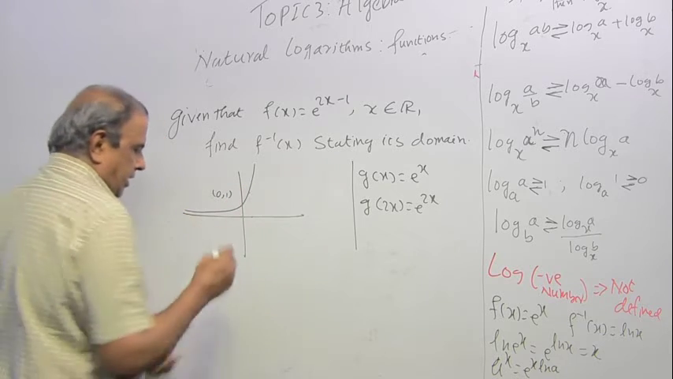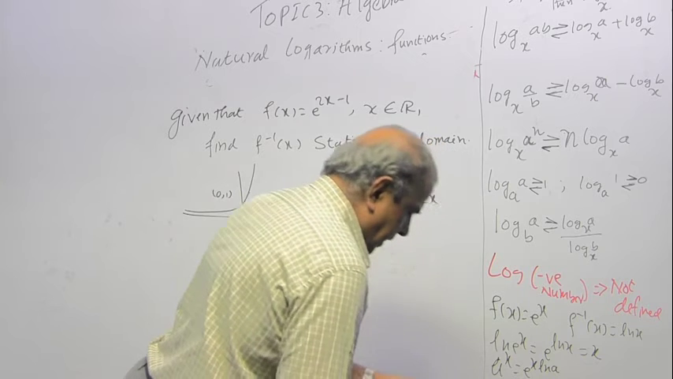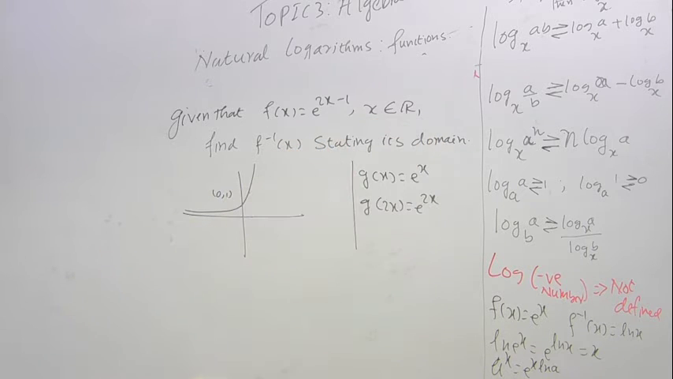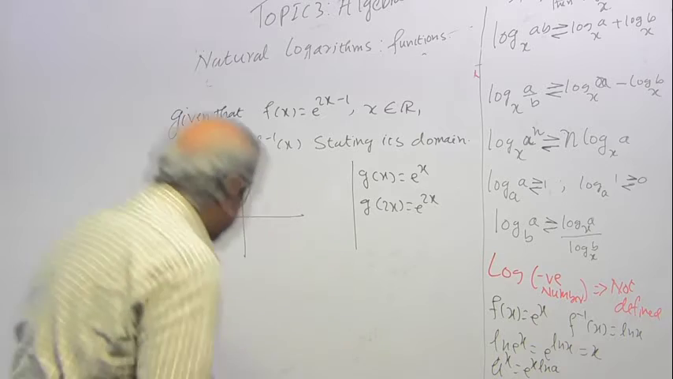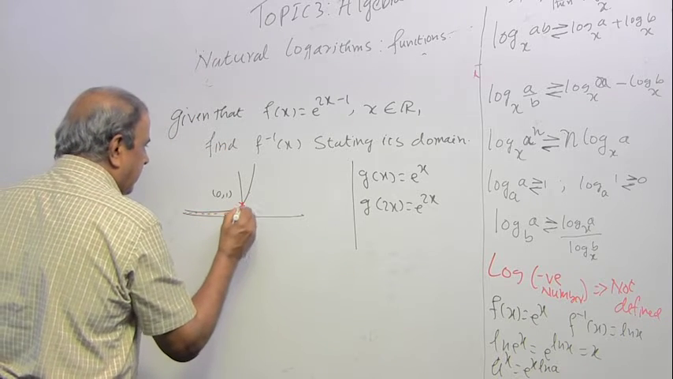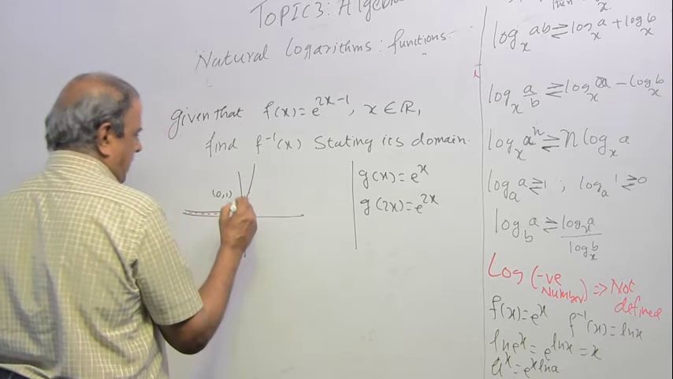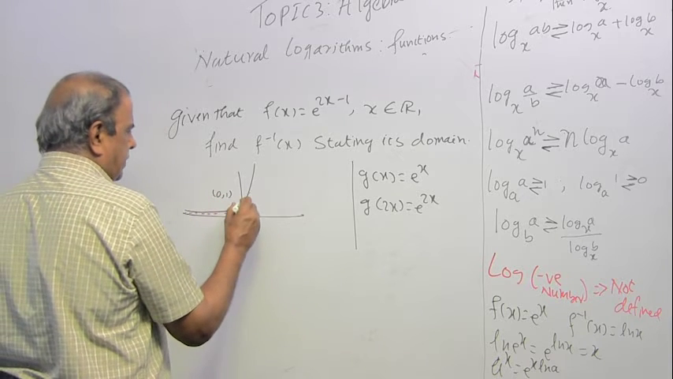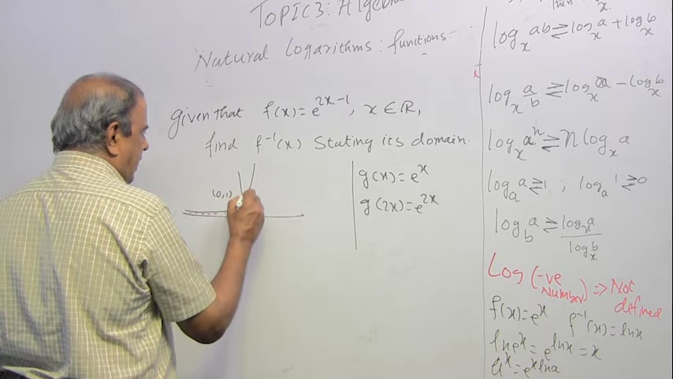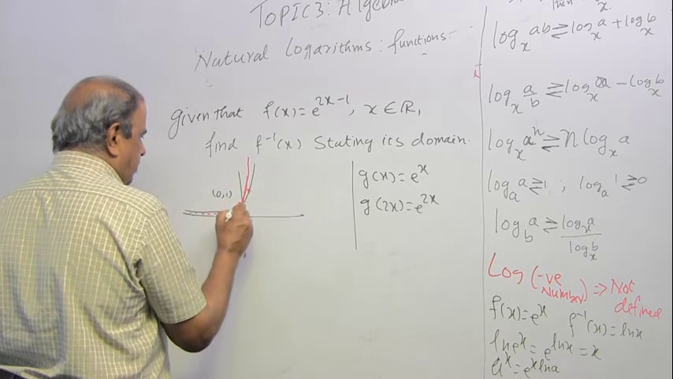In other words, the graph of e power 2x will roughly be, oh, where's my red pen? It has fallen down here. It will roughly be, it passes through the same point, but it is a stretch parallel to the x-axis. Let's say that's 1 and e, half and e will be here. So this is e power 2x.